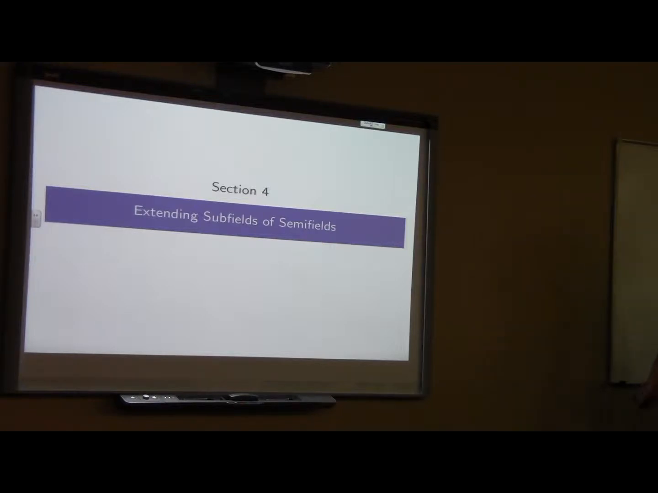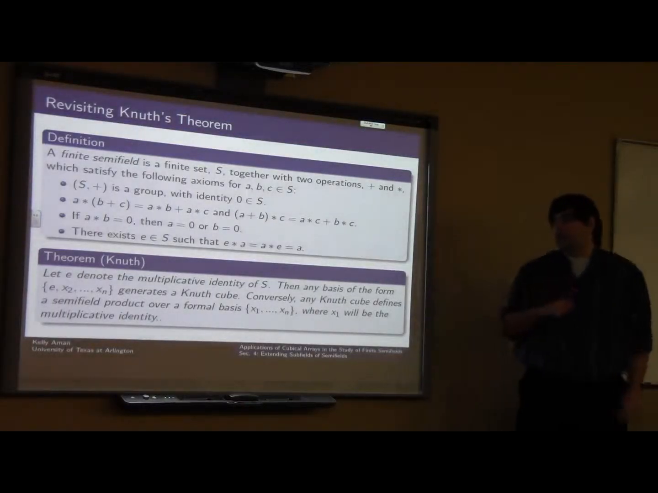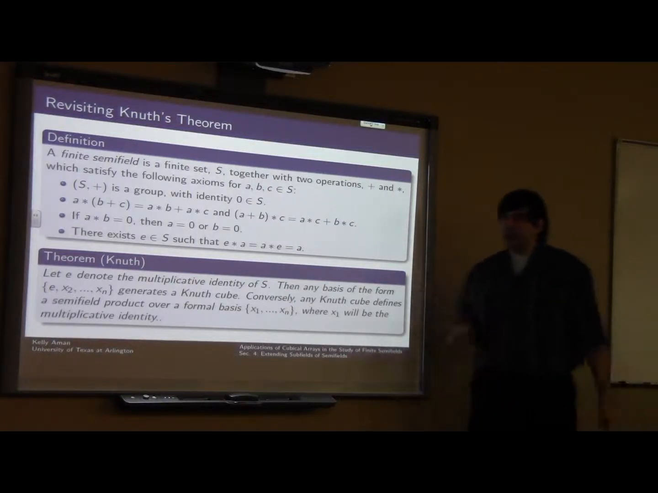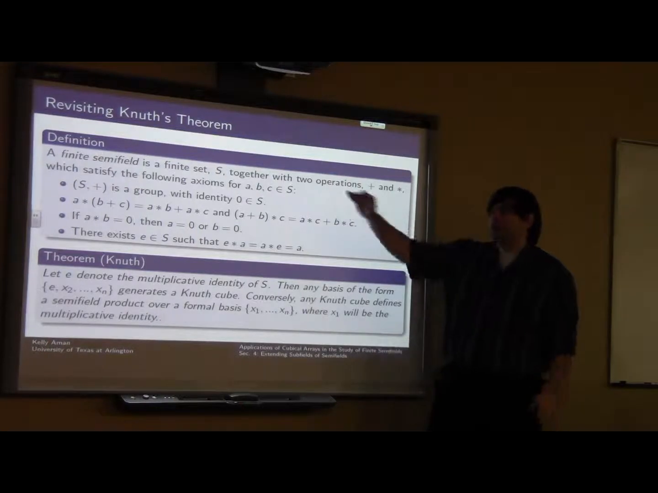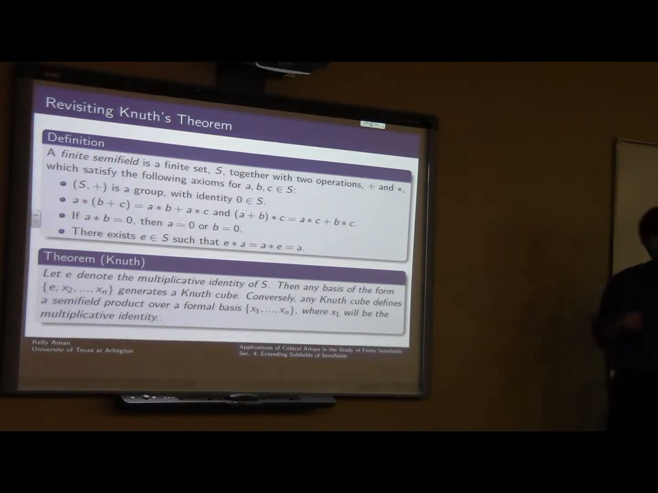And finally, we can conclude by talking about extending subfields of semifields. So, going back to the definition of a semifield in Knuth's theorem. He said we can construct a semifield over a formal basis if we have a Knuth cube. So the active construction over a formal basis will satisfy the first two axioms of a semifield. The third axiom, the lack of zero divisors, corresponds to the requirement that the Knuth cube be non-singular. And then the existence of the multiplicative identity corresponds to the fact that the Knuth cube is in standard form.